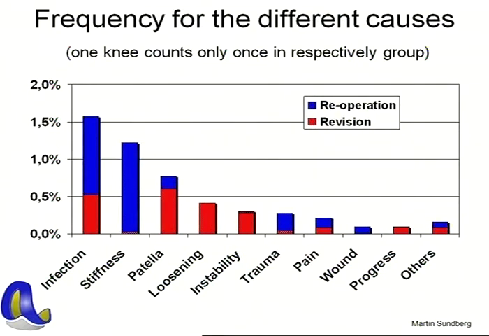And to put everything in perspective, you can see the actual frequency for each cause. It's very low, and about 0.5% of the knees are revised because of an infection. And what is interesting is that more than 1% of all knees experience stiffness of such a magnitude that it needs further procedures. And the most common reoperation for stiffness is mobilizing the knee under anesthesia.